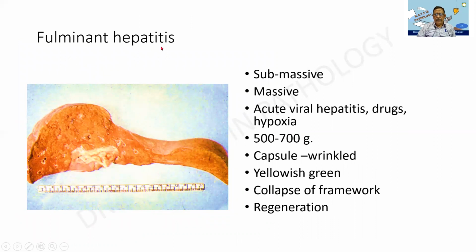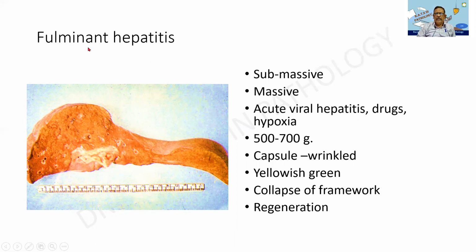Yet another type of hepatitis will be the fulminant hepatitis. Fulminant means it is almost fatal. It can be submassive or massive. Normally, the weight of the liver is about 1.25 to 1.5 kg. Here it is reduced and you find that the capsule is collapsed. The liver is lesser in weight, the capsule is wrinkled, there is a yellowish green discoloration because of bile. It can be because of viral hepatitis, or sometimes it can be caused by drugs or by hypoxia.